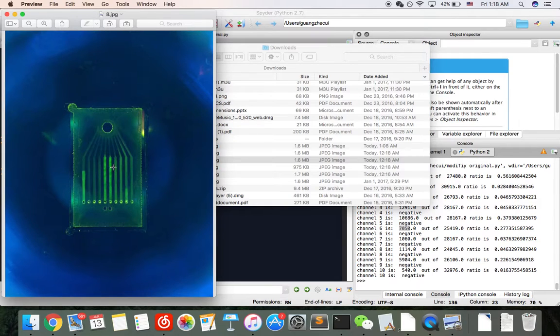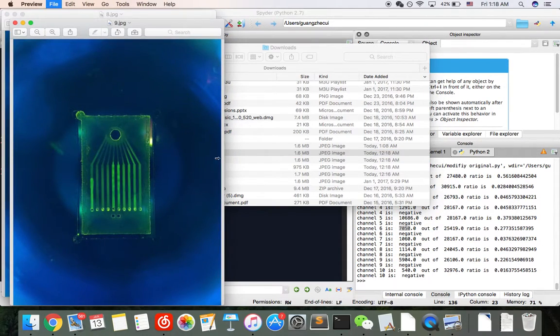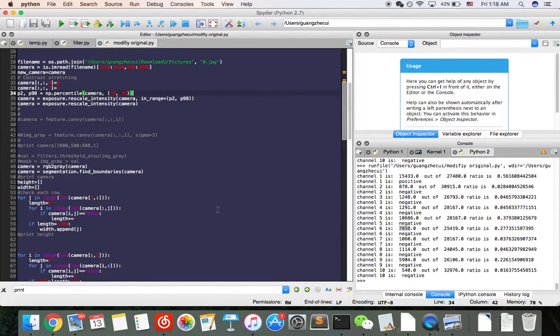We do not want these channels to be lit up. It should be dark. But these two channels should be positive. So those are the test images, and the other images seem to be the same, so we chose not to use them. Actually, we only tested it on 2 or 3 images.